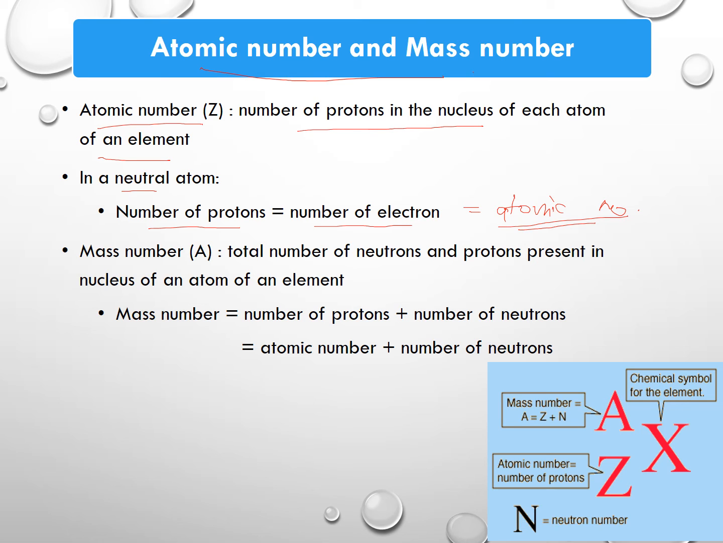Okay, next is the mass number. So mass number is the number of neutron plus number of proton present in the nucleus of an atom of an element. So dalam nucleus tadi kita ada neutron dan proton. So total of neutron and proton is the mass number. So ni adalah bentuk yang normal untuk indicate this one, right? Untuk indicate mass number dan juga atomic number.